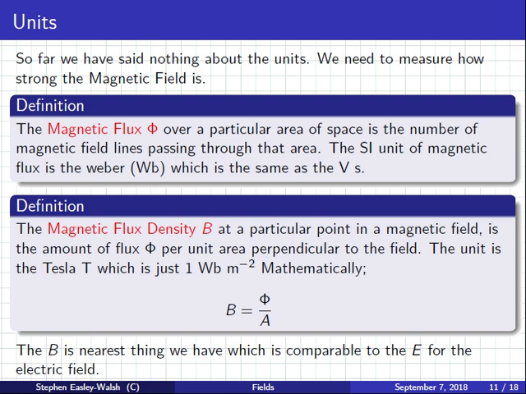Okie dokie. We got all that. Super. Now, what I said at the bottom here, the B is the nearest thing we have which is like the E. So you remember we did electric field strength? The bigger the E, the stronger the field. Same deal here. The bigger the B, the stronger the magnet. So the B is kind of like the E.